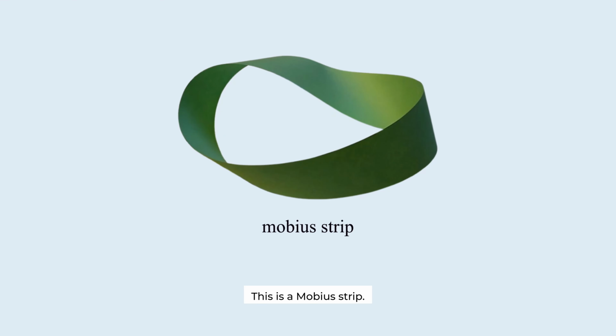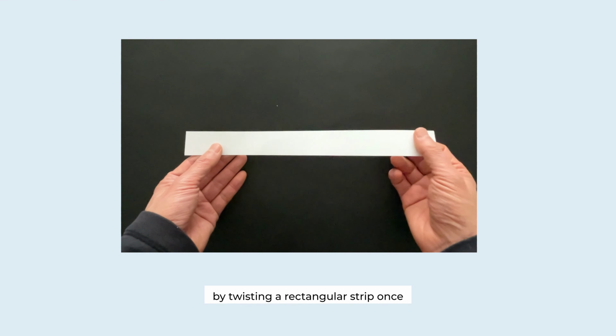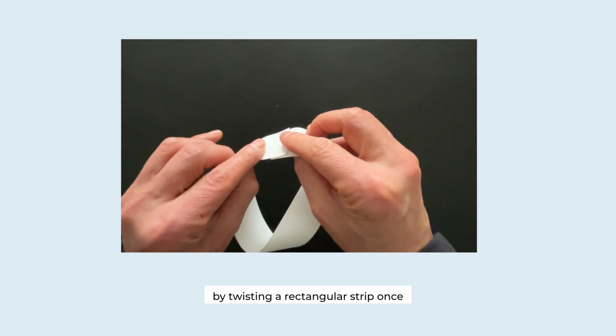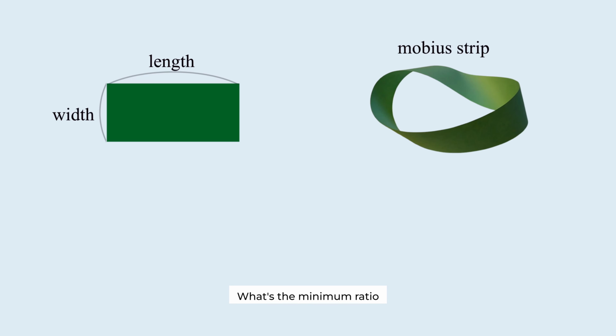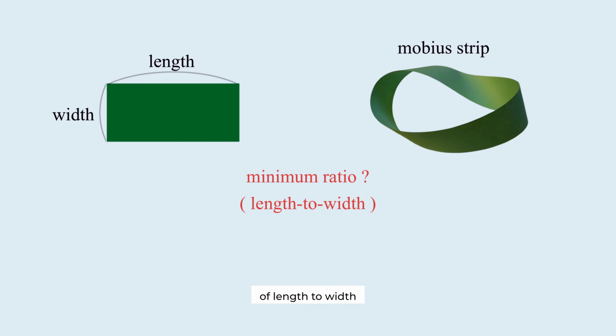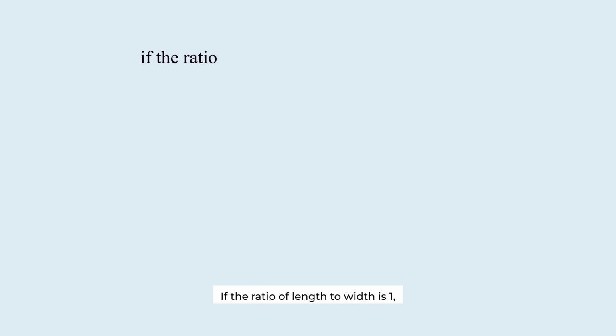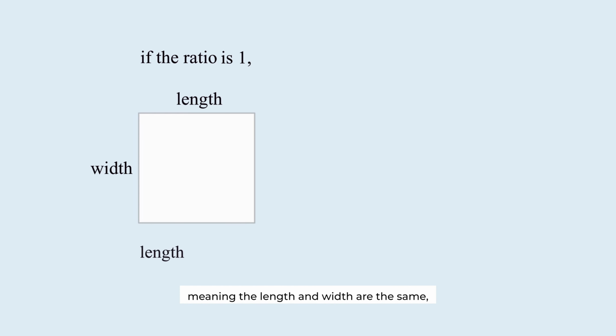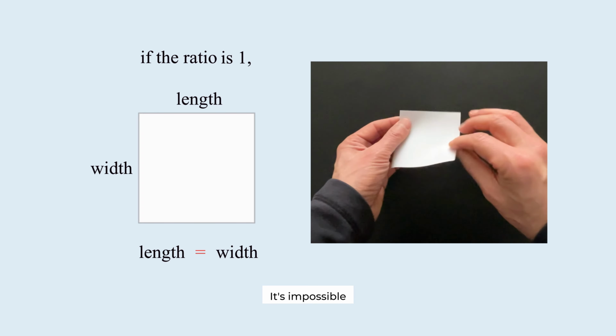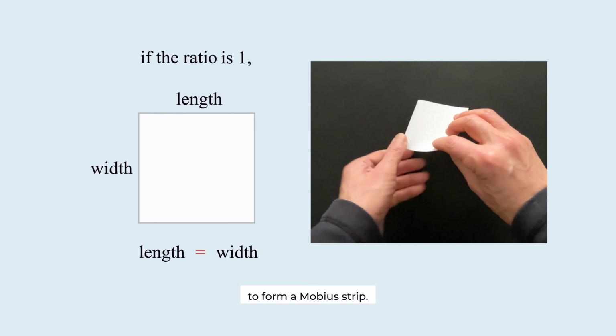This is a Möbius strip. You can make this by twisting a rectangular strip once and connecting the ends. What's the minimum ratio of length to width to be a Möbius strip? If the ratio of length to width is 1, meaning the length and width are the same, you cannot twist it. It's impossible to form a Möbius strip.